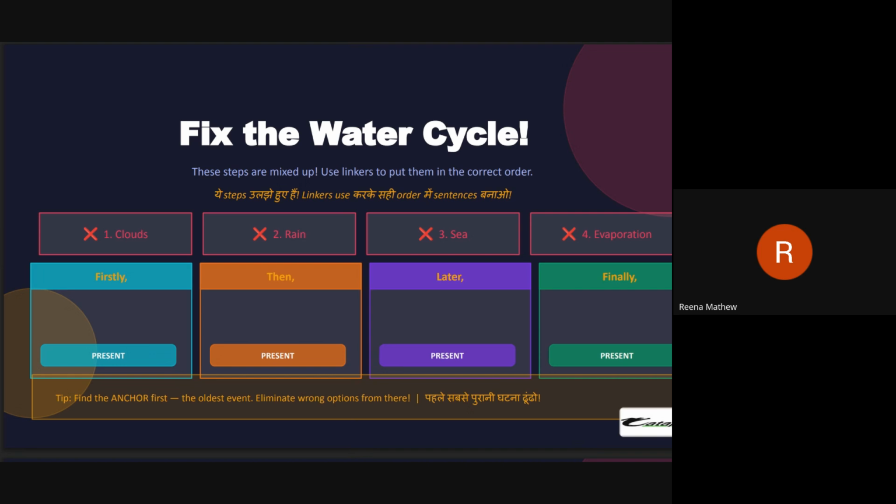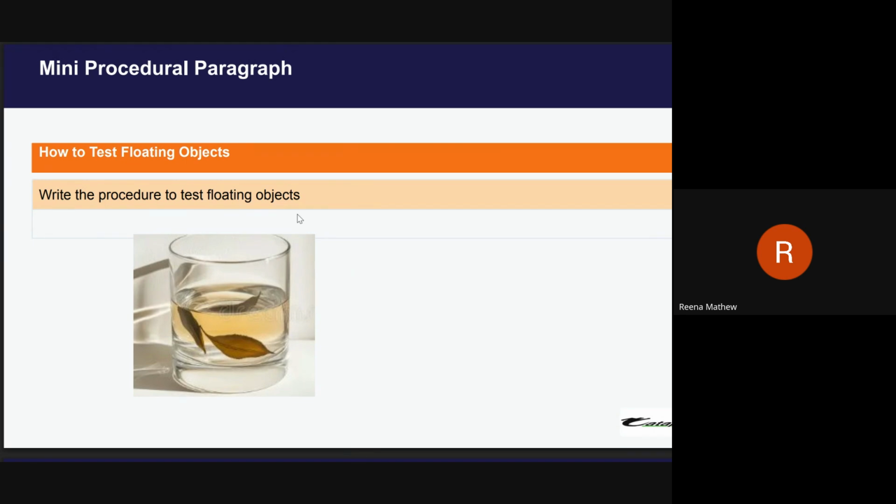When I'm explaining something in order, you can use these words like firstly, then, later, or finally. So you say firstly this happened, then evaporation occurs. Later it forms clouds. Finally it comes down as rain. We'll move to the next last slide. Yes, so this is your task. I think you'll understand better now.